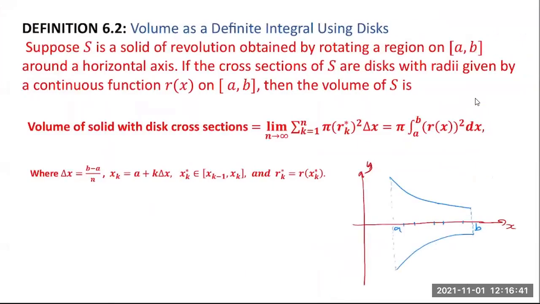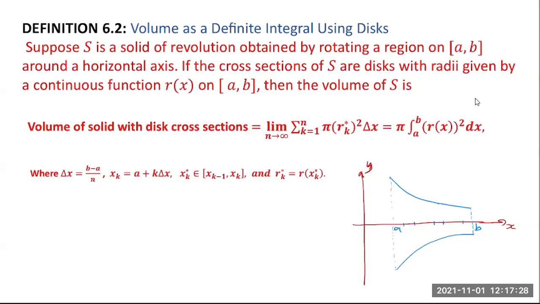Next, I want to go over this particular definition. Suppose S is a solid of revolution obtained by rotating a region on [a, b] around a horizontal axis. If the cross sections of S are disks with radii given by a continuous function r(x) on [a, b], then the volume of S is given by this equation: pi times the definite integral from a to b of r(x) squared dx. What does this mean?